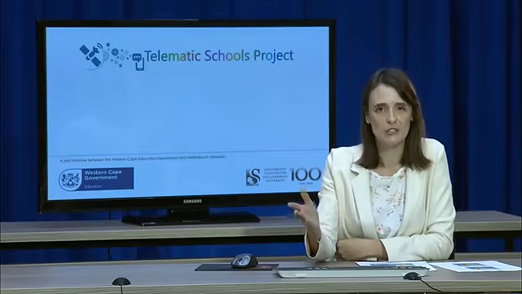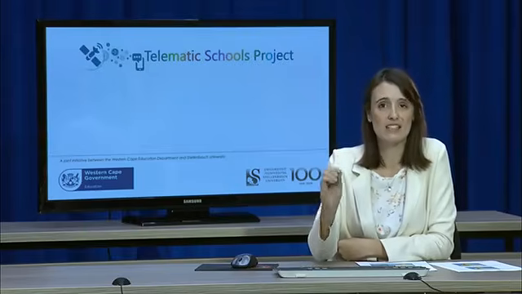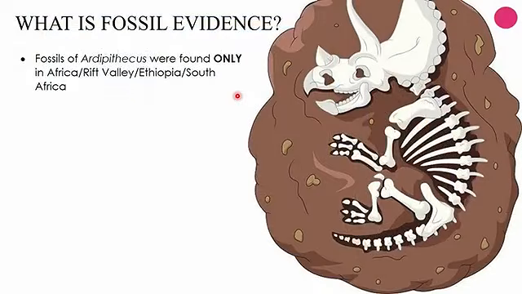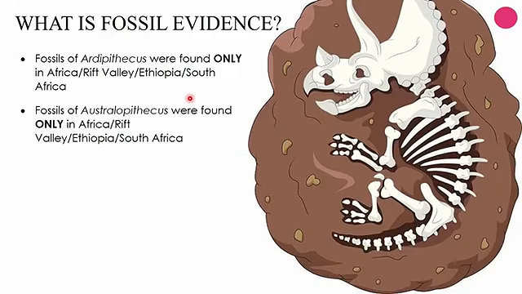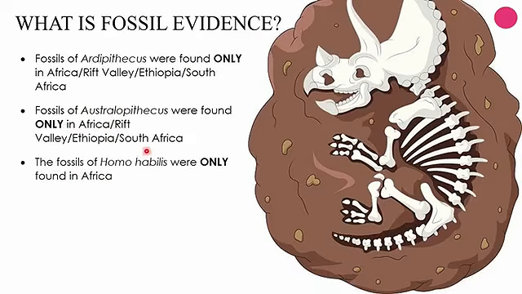So what do you need to know? Okay, in your telematics packet, the following is stated. It says, fossils of Ardipithecus, the oldest one, remember, of our bipedal organisms as our ancestors, were only found in Africa, the Rift Valley, Ethiopia, or South Africa. Also, Australopithecus. All fossils of Australopithecus have only ever been found in Africa, the Rift Valley, Ethiopia, or South Africa. The first of our Homo species, Homo habilis, have only ever been found in Africa. And if that is the start of our genus, it means we also started in Africa.